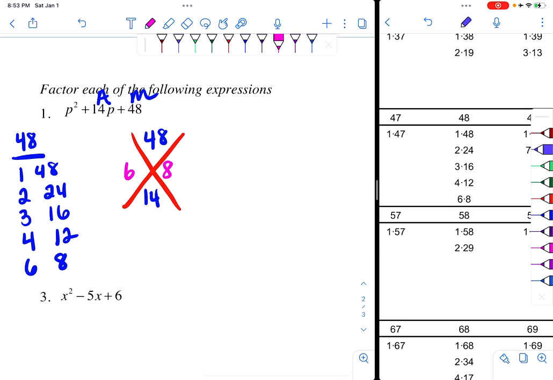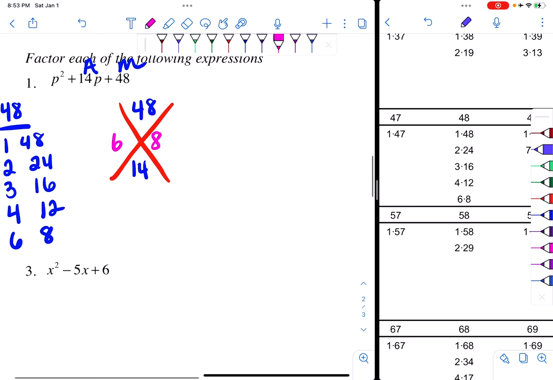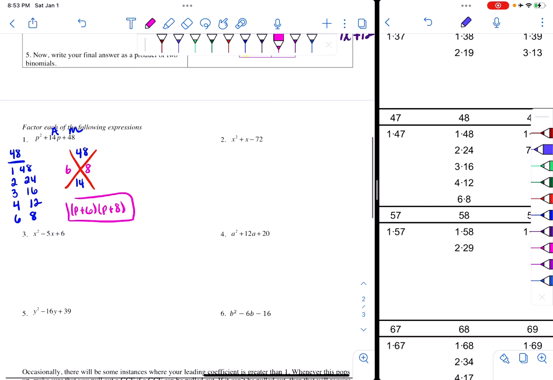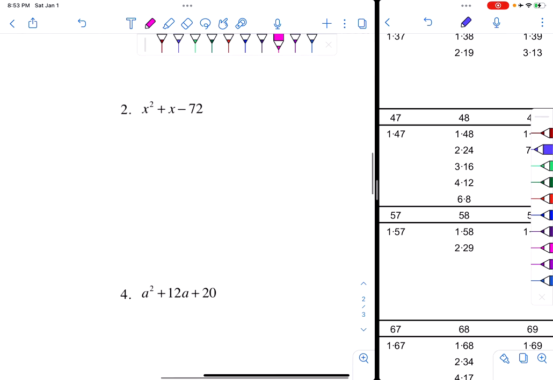And you are allowed to guess and check with them. It's not going to be right the first time. 6 times 8 is 48. 6 plus 8 is 14. That works. So my final answer would just be p plus 6 times p plus 8. And again, you can do the box method on that to see if your answer works. But it does.